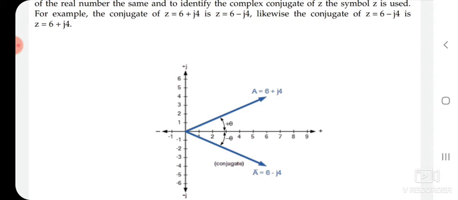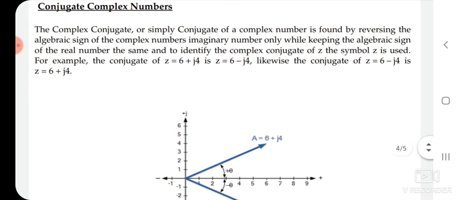Now we have to represent the complex conjugate of 6 plus 4i or 6 minus 4i. In that case, 6 plus 4i means both the real as well as imaginary part are positive. That's why it is present in the first quadrant. 6 minus 4i means real part is positive and imaginary part is negative. That's why it is present in the fourth quadrant. 6 plus 4i makes an angle theta with respect to the positive x-axis. 6 minus 4i represents the complex conjugate of 6 plus 4i. It makes an angle minus theta with respect to the x-axis. So this is the conjugate complex number.